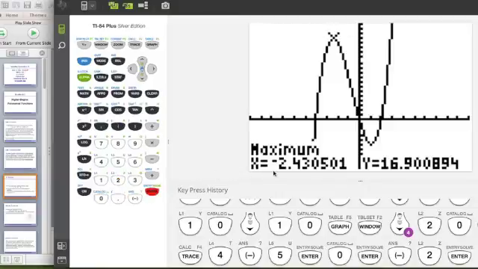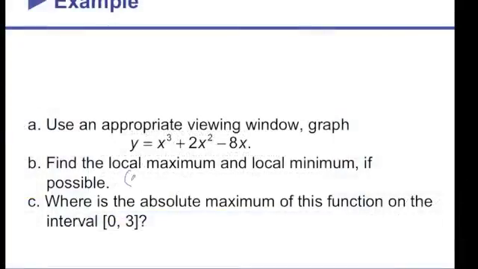We found then that our local maximum is x equals negative 2.430501 and y equals 16.900. Let's do 2 decimal places. My maximum is at negative 2.43, 16.90. That's my local maximum. Now we'll have to go back and find the local minimum.